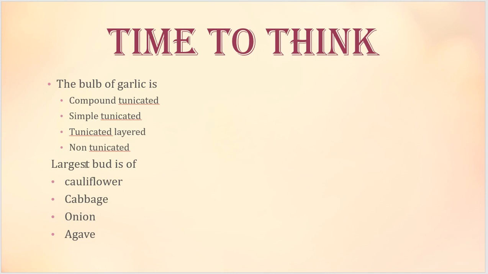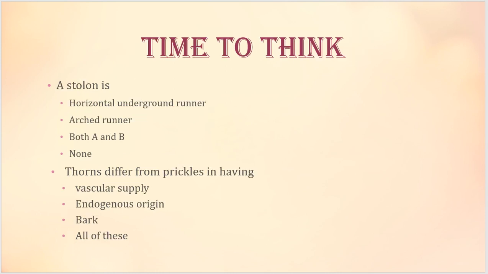And the next one, largest bud. What is the largest bud out of these four? Either it is a cauliflower. Is cauliflower a bud? Cabbage. Is it a bud? Is it large? Onion. What kind of bud it is? You just think about it. And then agave. And the next question. A stolon is. Even in the class I stressed this. A stolon is either a horizontal underground runner, or it's an arch runner, or it's both A and B or none. Write the answer fast.